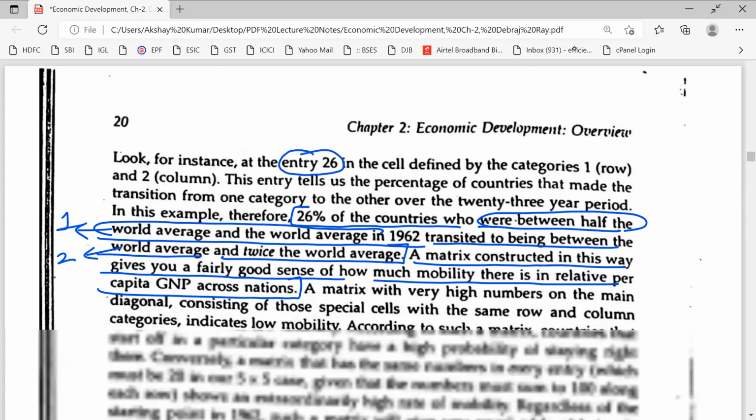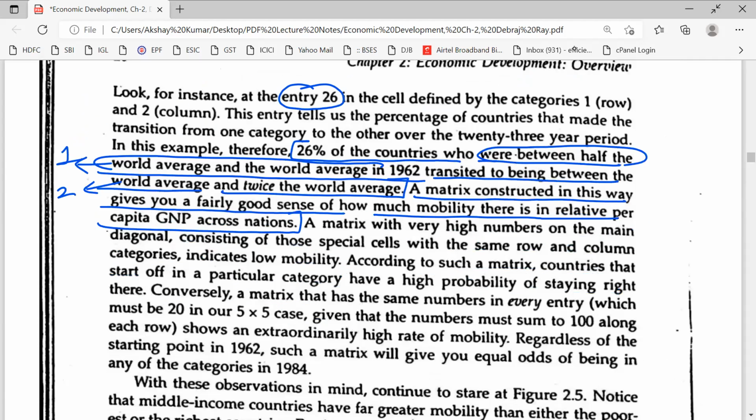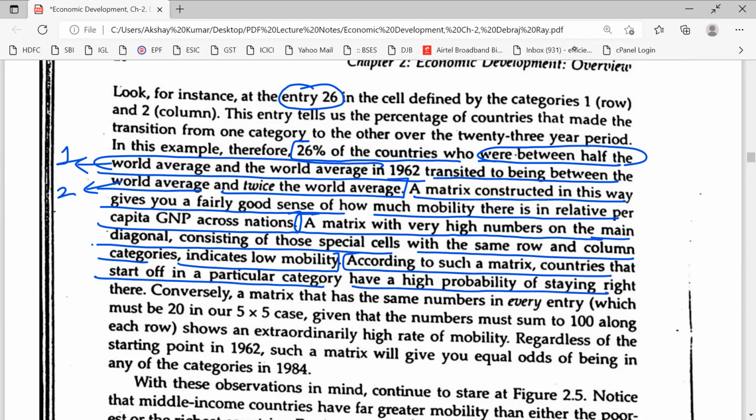So you can see that a matrix with very high numbers on the main diagonal consists of those special cells with the same row and column categories. All of us know that when you are on the diagonal of the matrix, you are in the same row and same column. So that indicates low mobility. According to such a matrix, countries that start off in a particular category continue to remain in that category in the next period also.